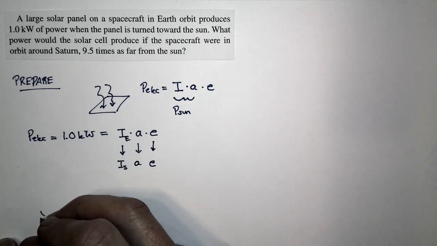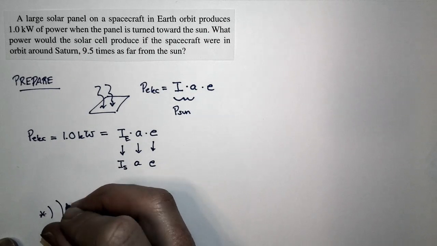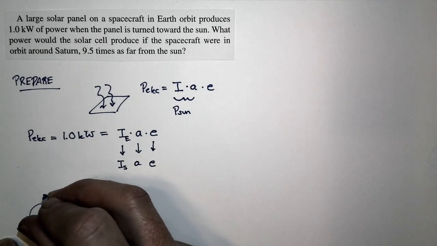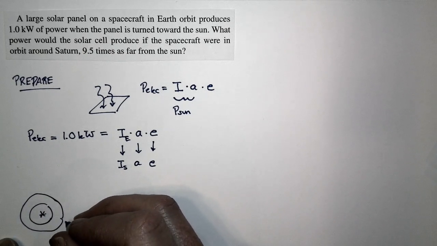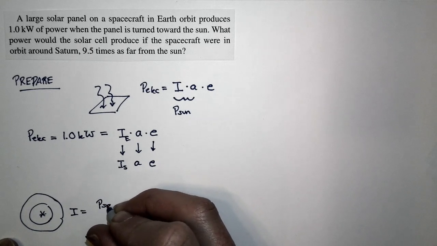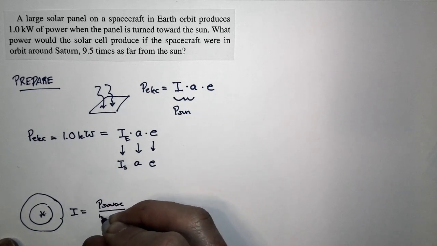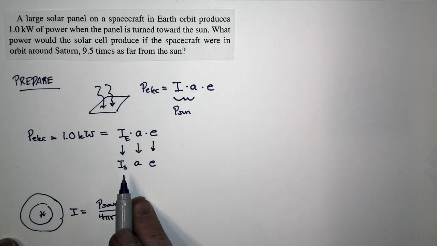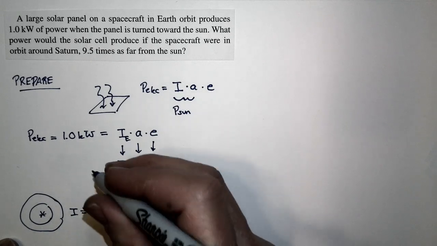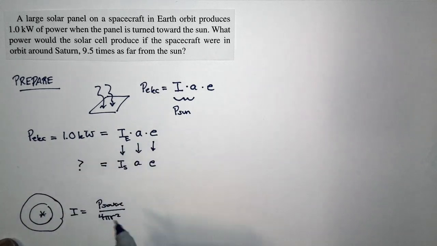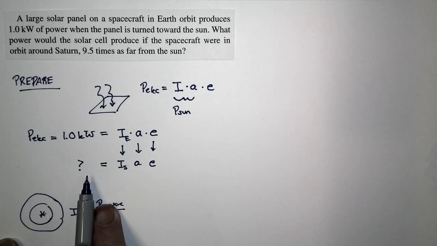Sunlight, as it spreads out to a bigger and bigger radius, spreads its power over a bigger and bigger surface, and so the intensity decreases. It's equal to the power of the source, i.e. the sun, divided by 4 pi r squared. So the intensity will decrease, and at the distance of Saturn it's smaller. As a consequence, I'm going to end up with a smaller power at the distance of Saturn. That's what we're asked to calculate.